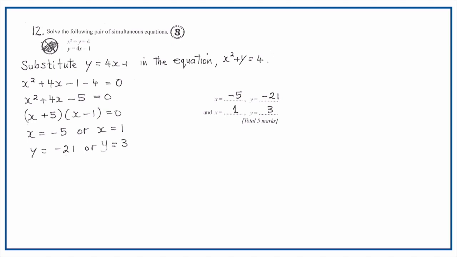Let's factorize. So x plus 5 in one bracket times x minus 1 in the other bracket equals 0. And so x equals minus 5, or x equals 1. When x equals minus 5, y is minus 21. When x equals 1, y equals 3. So the answers are x equals minus 5, y equals minus 21, x equals 1, y equals 3.